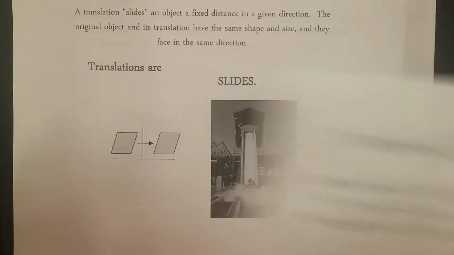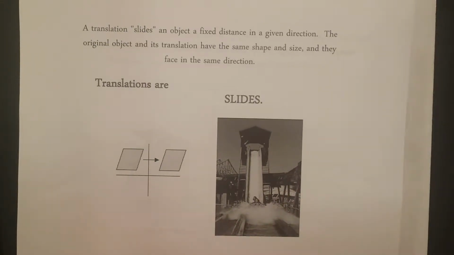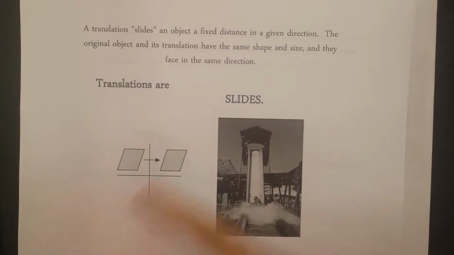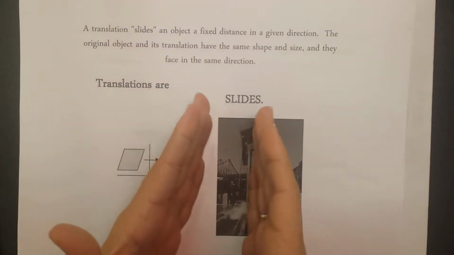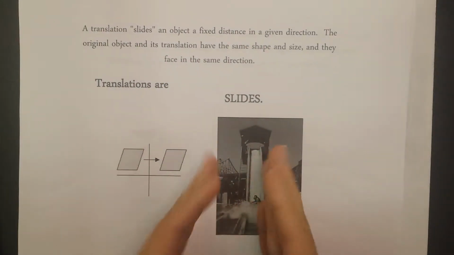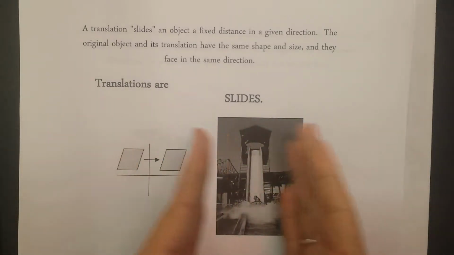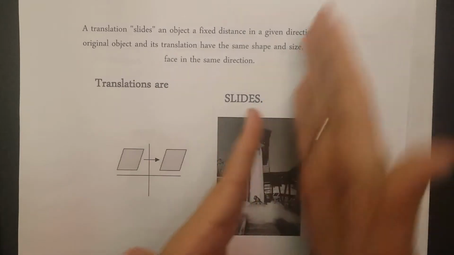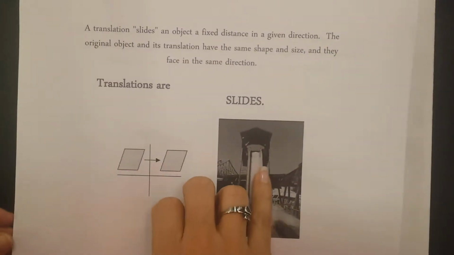Just real quick, let's refresh our minds on what the different transformations are. Let's take a look at a translation. When you look at a translation, I just want you to think of the word slide. You're literally taking the shape, whatever it is, and sliding it to the right, left, up, or down. Because you're just sliding it, the shape didn't change. It's the same shape, the same size. It's just in a different place than it was before. So a translation is a slide.